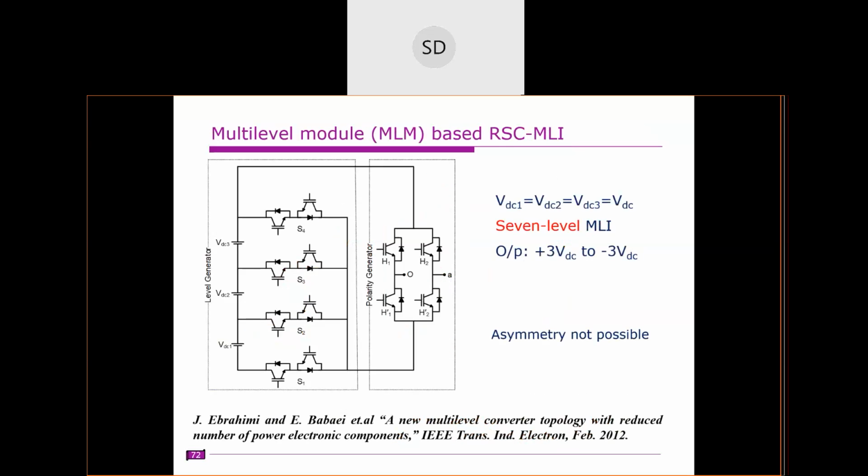Whereas here, bidirectional switches are connected. We'll discuss what bidirectional switches are. If you want to add all 3 DC sources, that will be the path. If you want only one, we need to operate like this, or like this. Clear? If you want only VDC, it will be this path. If you want 2 VDC, it will be this path. If you want all 3, it will be this path.